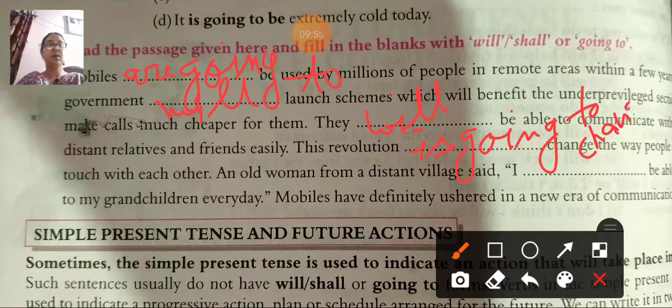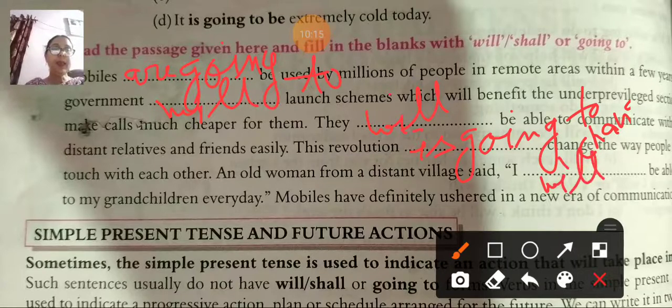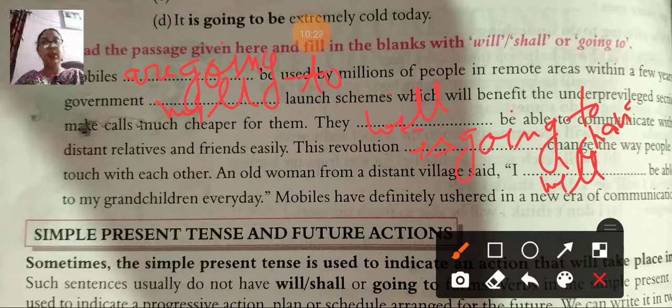Mobile is going to change the way people keep in touch with each other. An old woman from a distant village said, I will be able to ask my grandchildren every day. Mobiles have definitely ushered in the new era of communication.